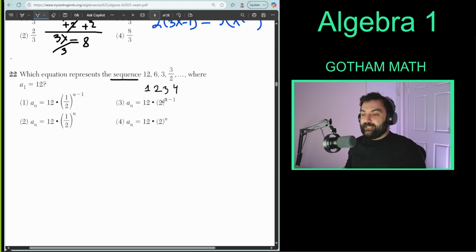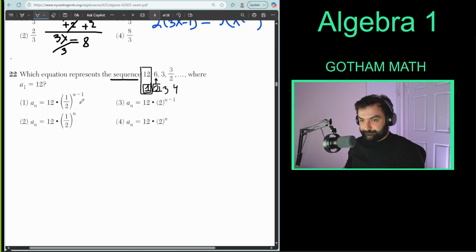What does that mean? It means that if I plug 1 into the n, into any of these functions, I'm supposed to get 12. If I plug in 2 into the n, I'm supposed to get 6. Well, if you plug in 1, you will get 12 almost everywhere. So don't plug in the first one. It's just a waste of time. Just go ahead and do 2. Plug in 2 into all of them and see which one will give you 6.